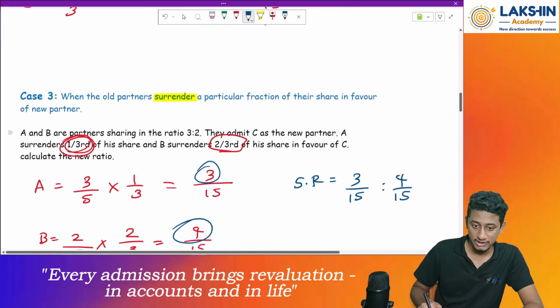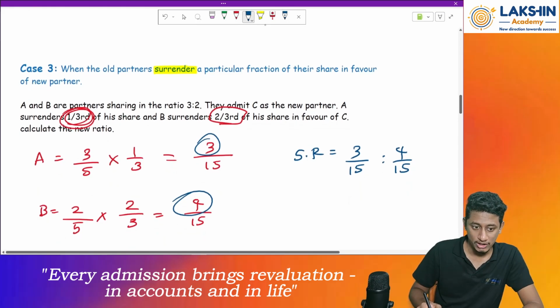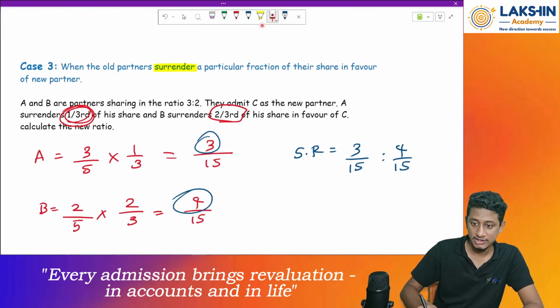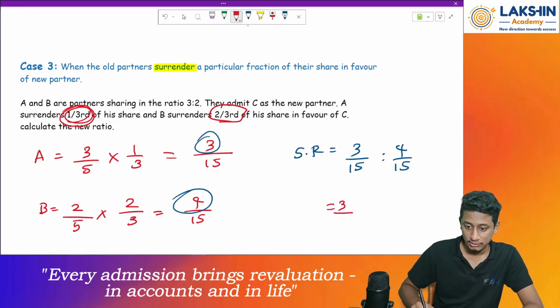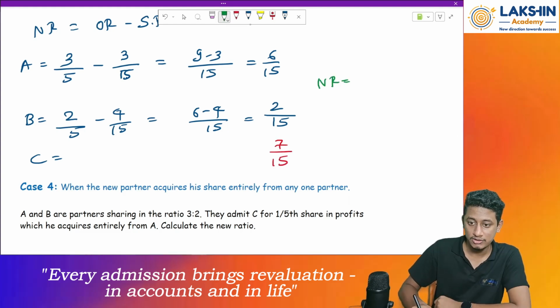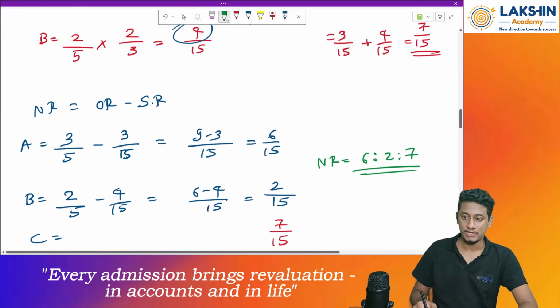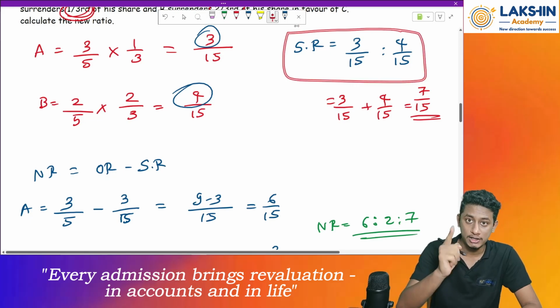So for C, the ratio will be how much? What was the new ratio of C? They have not given us the new ratio, right? So what can I do? Just add the sacrifice ratios. We'll get the new ratio: 7 by 15. So my new ratio is equal to 6:2:7. Clear? Okay. I can just add sacrifice ratios to find out the new ratio of the new partner.